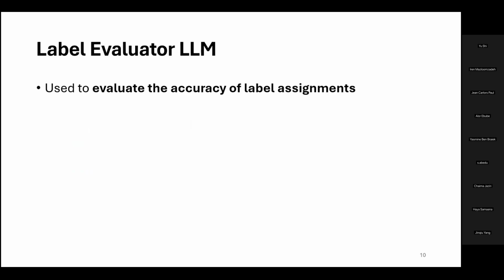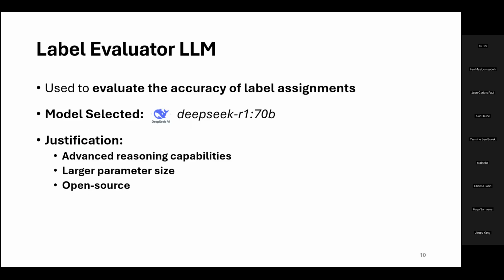And then another component is the label evaluator LLM, which we use to evaluate the accuracy of label assignments. We use a bigger model, DeepSeek reasoning, 70 billion. And the justification is we want these reasoning capabilities because this allows us to look into why it judged a label to be accurate or not. The larger parameter size, although that means it's a little less accessible, we only apply it for evaluation, not labeling. So that means it's not used as much, so it gives you a little trade-off between the two. And again, it's open source too, so that it ensures continued ease of accessibility.